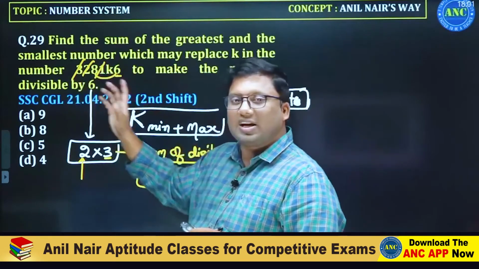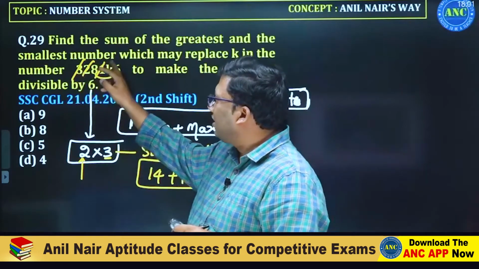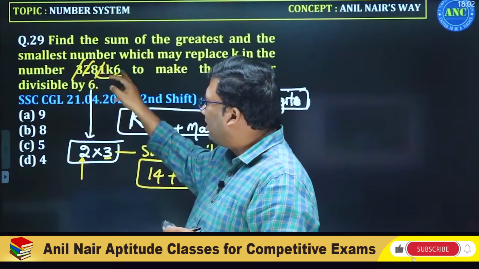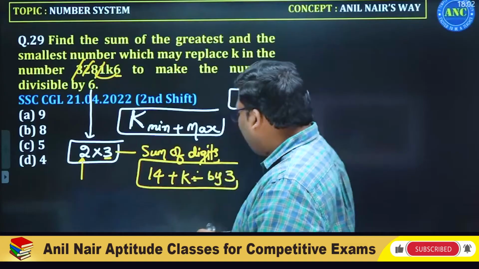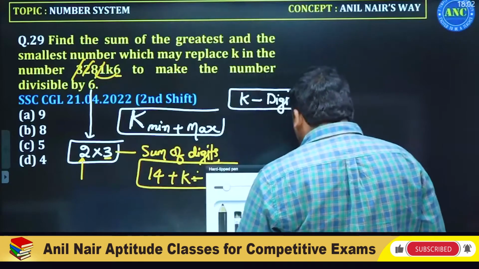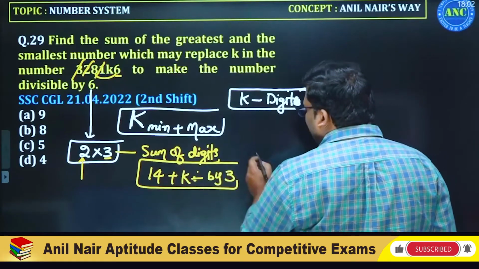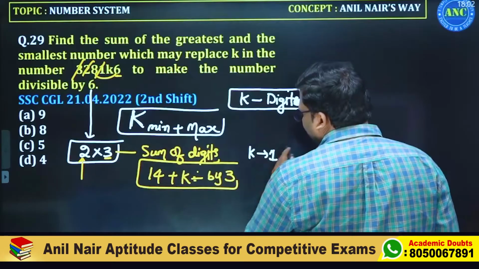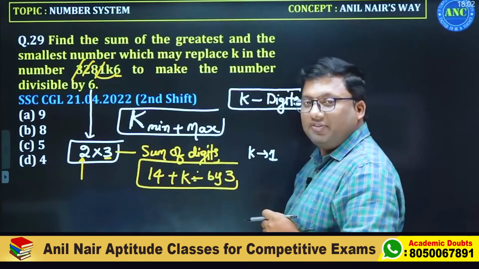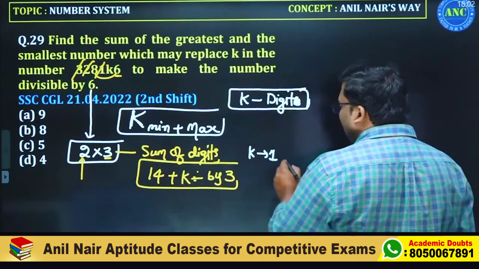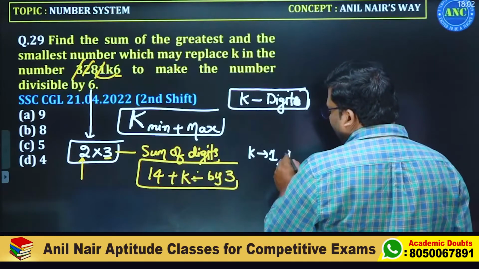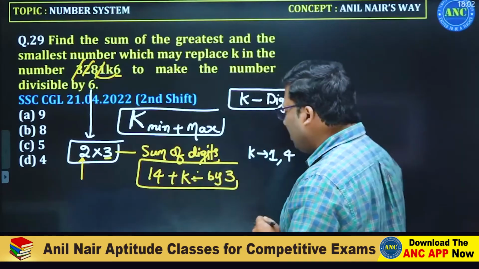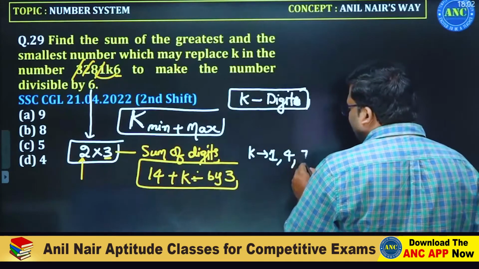Wherever 3 is there, I eliminated it. 3 cancelled. 8 plus 6 plus 2 plus 1 cancelled. 8 plus 6 is 14. 14 plus K. 3 fours are 12, remainder 2. That means K can take 1, since 14 plus 1 is 15. Again, if you add 3, K can take 4, because 14 plus 4 is 18, which is divisible.